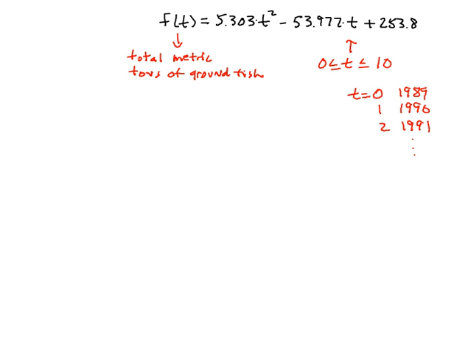Now this function is calculating the total metric tons of groundfish at time t equal to somewhere between 0 and 10. T equals 0 corresponds to the beginning of 1989. T equal 1 corresponds to the beginning of 1990. T equal 2, the beginning of 1991, etc.